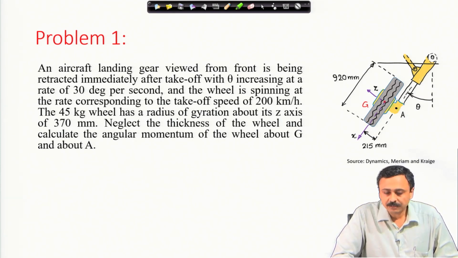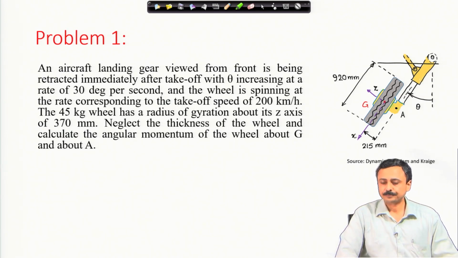An aircraft landing gear viewed from the front is being retracted immediately after takeoff with theta increasing at a rate of 30 degrees per second, and the wheel is spinning at the rate corresponding to the takeoff speed of 200 km per hour. The 45 kilogram wheel has a radius of gyration about its z axis of 370 millimeter. Neglect the thickness of the wheel and calculate the angular momentum of the wheel about G and about A.